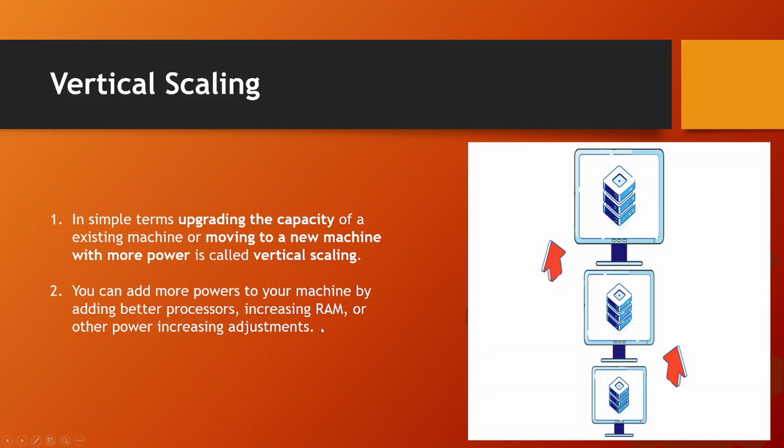In vertical scaling, we upgrade the capacity of the existing machine or we replace it with a new machine. So that is vertical scaling. We can add more power to our machine by adding better processors, increasing the RAM, or making other power adjustments. So we simply replace the existing machine or add more resources into the same machine.